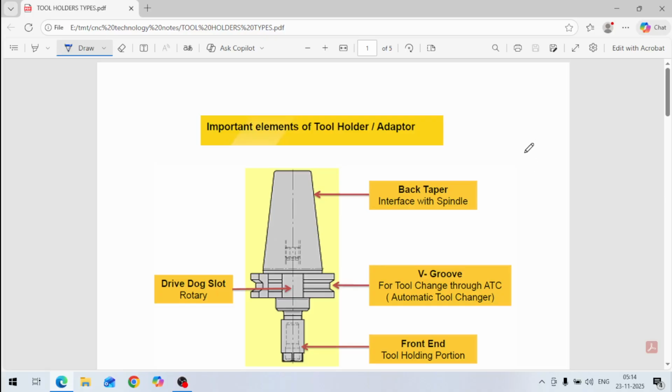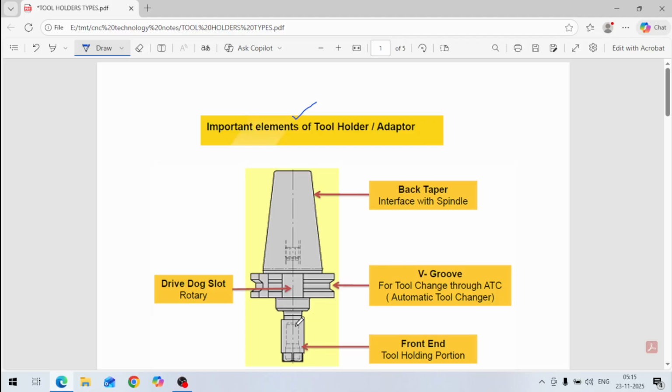Today we are going to discuss tool holders in CNC machines. What are the important elements of tool holder or adapters? One thing is the back taper. This is a tool holder or adapter. This is the back taper. It interfaces with the spindle. The back taper is there, and on the front side, the tool holding portion is there.